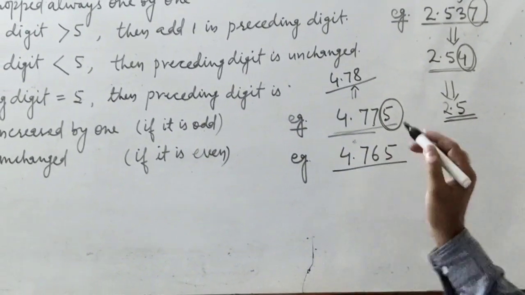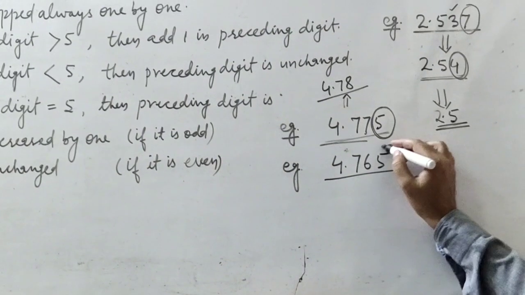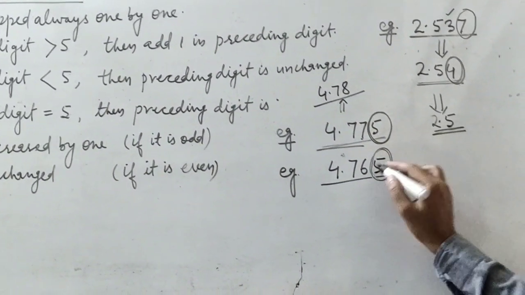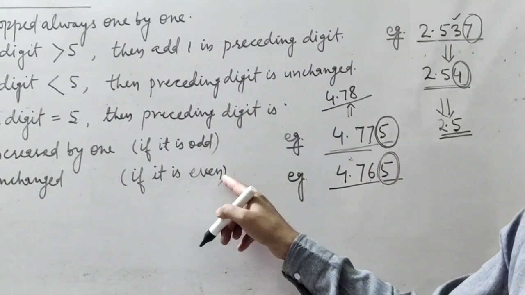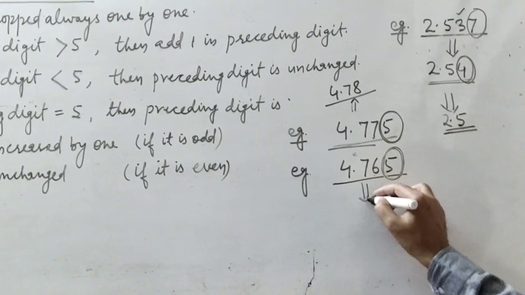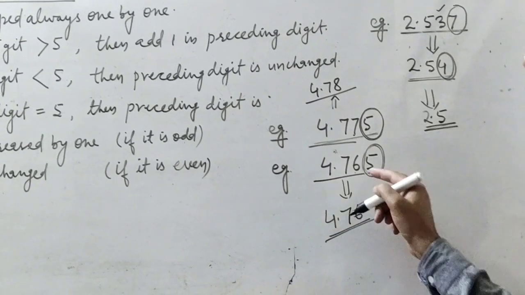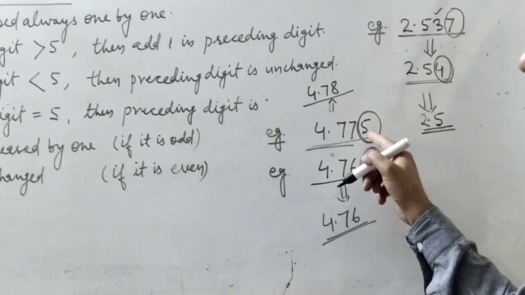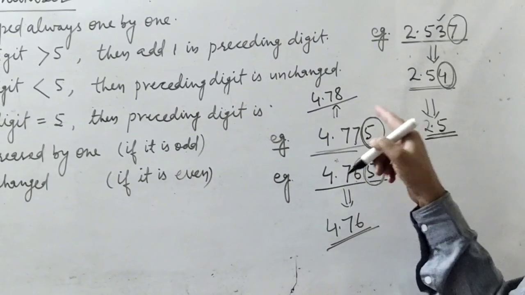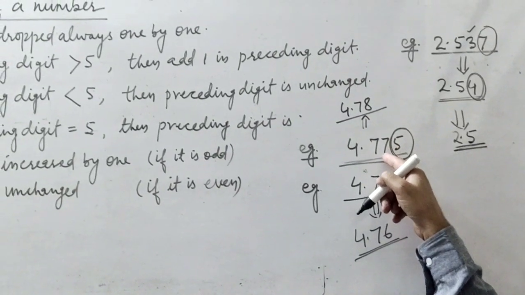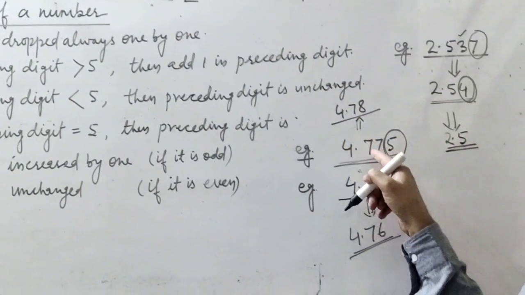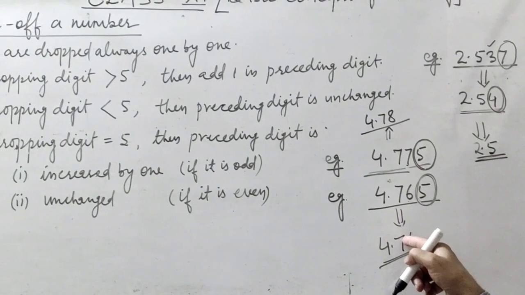And in case of 4.765, if you are dropping this 5, the next digit is 6, which is an even number, so it remains unchanged. It will give you 4.76. So if the dropping digit is 5, then the next digit will increase by 1 if it is odd and remains unchanged if it is even.